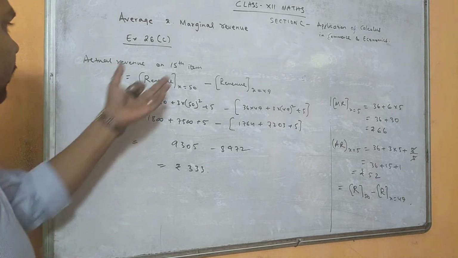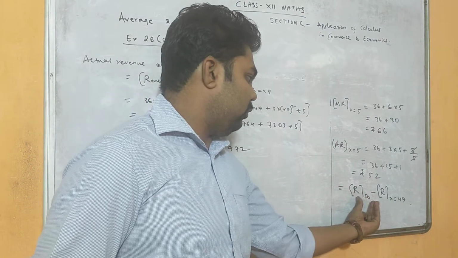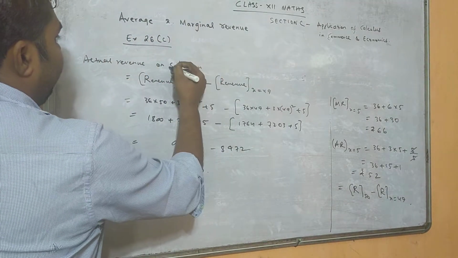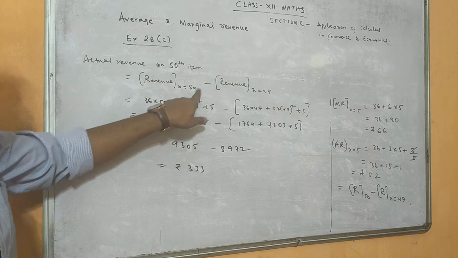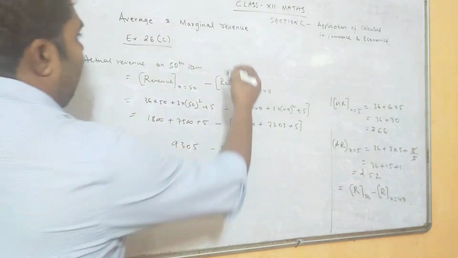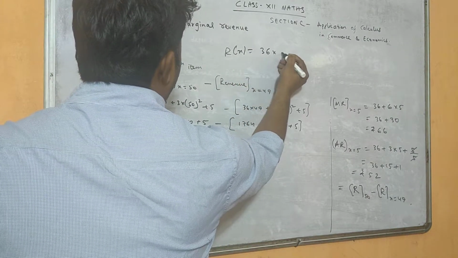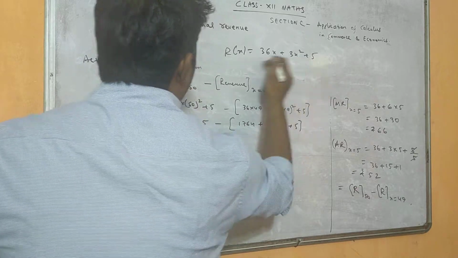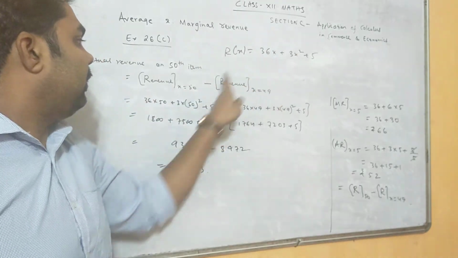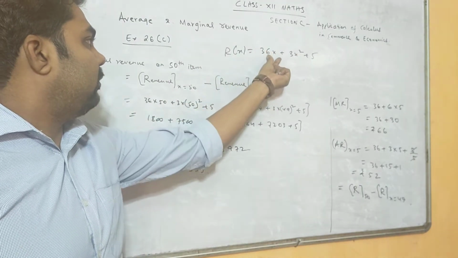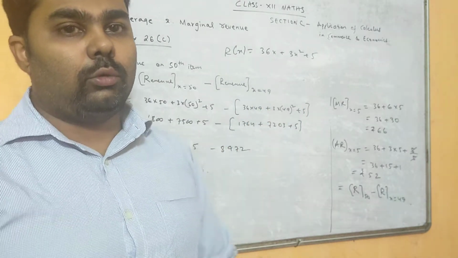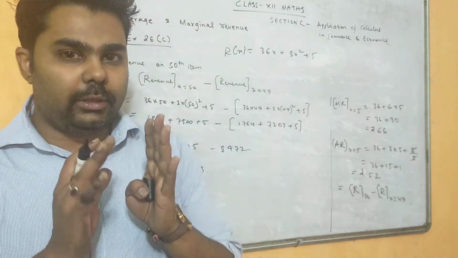So actual revenue on the 50th item, just now I told, that means R(x) at x equals 50 minus R(x) at x equals 49. The revenue function given in the question was 36x plus 3x square plus 5. So in place of x, what I have substituted here? 50. Here also 50 square plus 5 minus, now I have substituted here 49, right? So when you solve, you get rupees 333. So this is the actual revenue received after selling the 50th item, right?